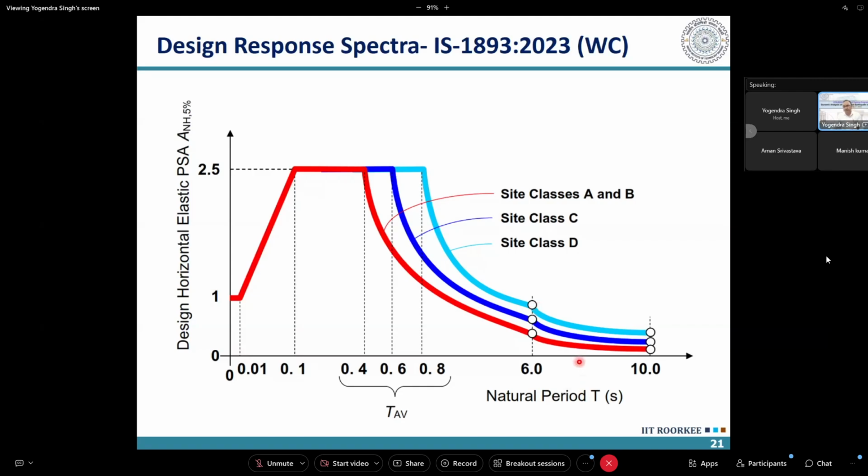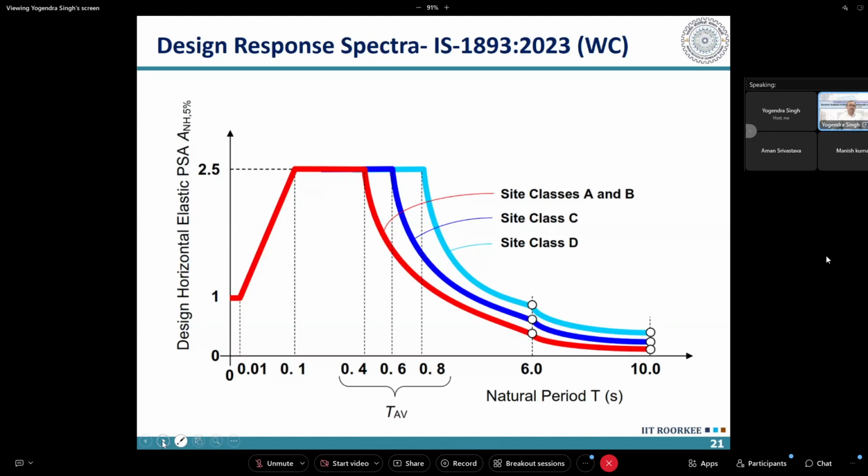In Eurocode, it is just 2.5 seconds. In American code, it varies from place to place between 6 seconds and 12 seconds. And the periods beyond which the velocity control range starts have also been slightly modified. It is now 0.4 second, 0.6 second, and 0.8 second. The shapes have been slightly changed in the revised code.